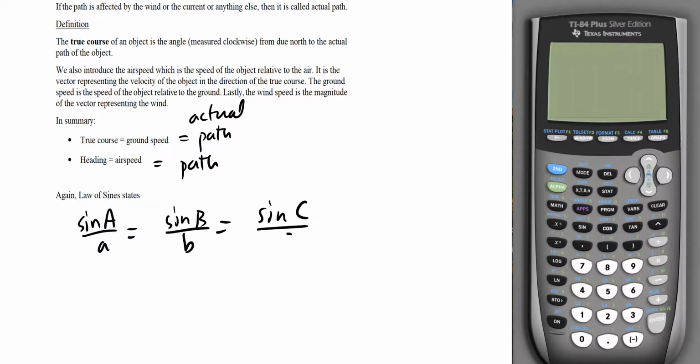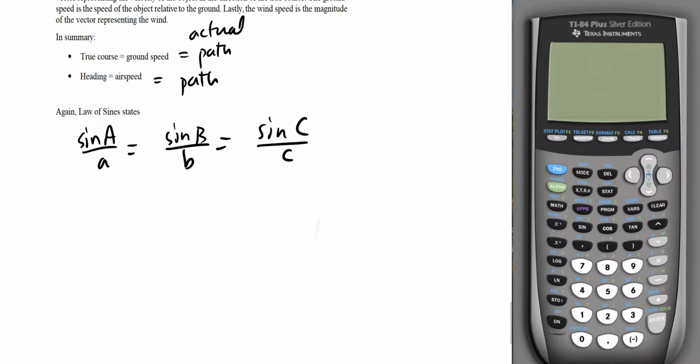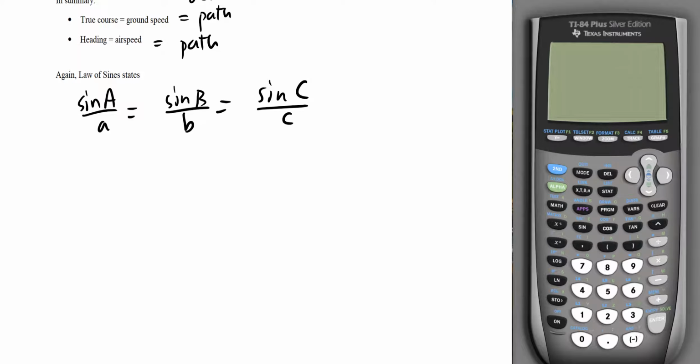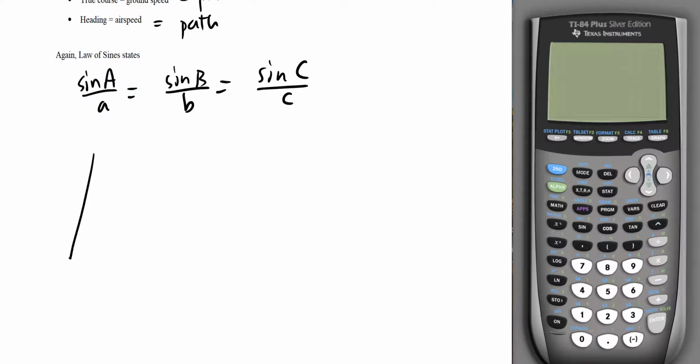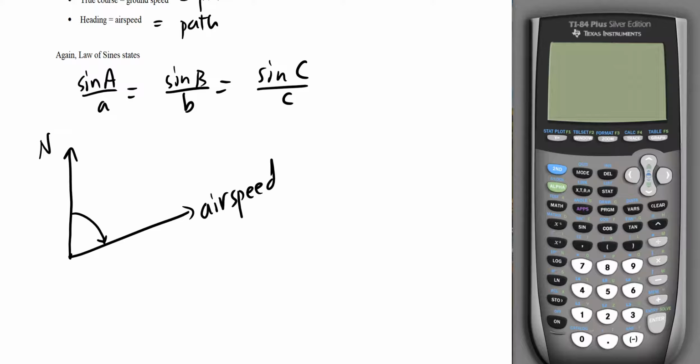Just keep that in mind. We might need to use it here in this section, as we did earlier. So the way I draw this, we draw a vertical line, that's kind of the north, and this angle here is the airspeed vector. The angle formed by the north side and the airspeed vector is called the heading, which we introduced earlier.